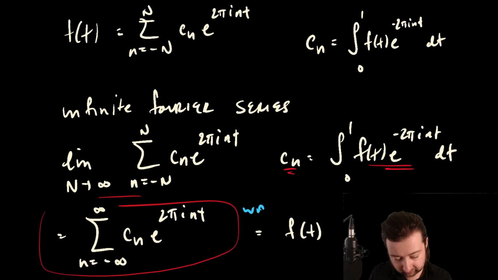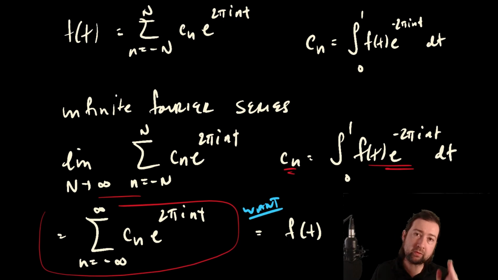We want this. But in order to equal f of t, two different things need to happen. First, the sum had better converge whenever I put a value of t into it. And second, it had better converge to the function. So let me rephrase that.